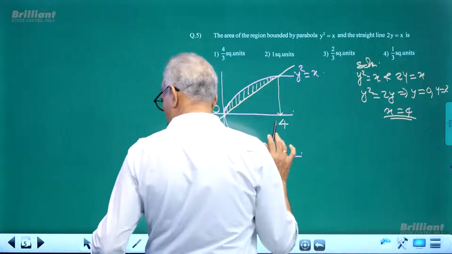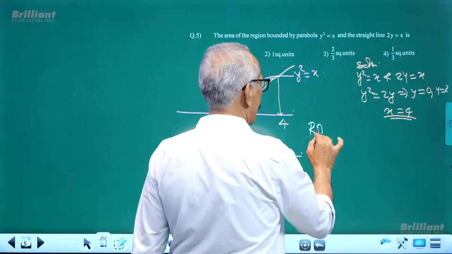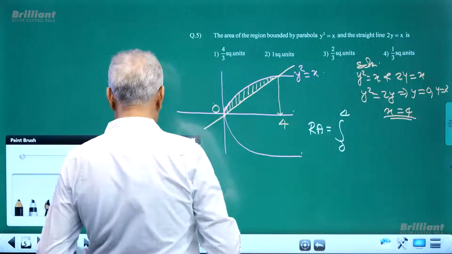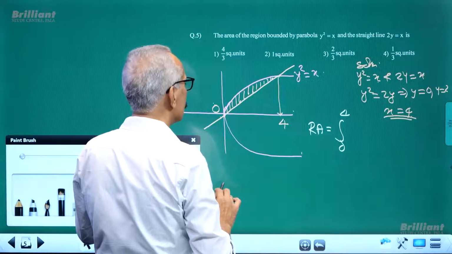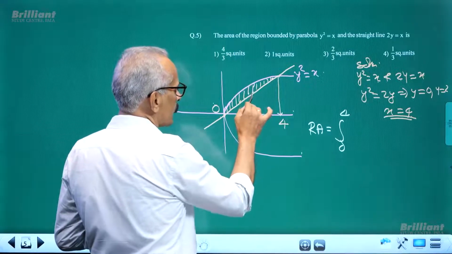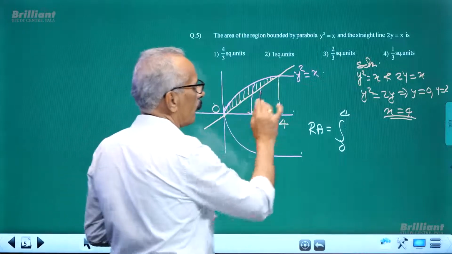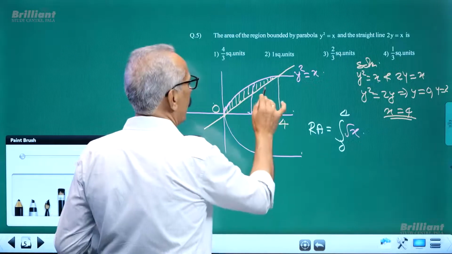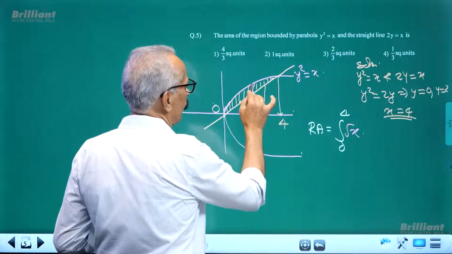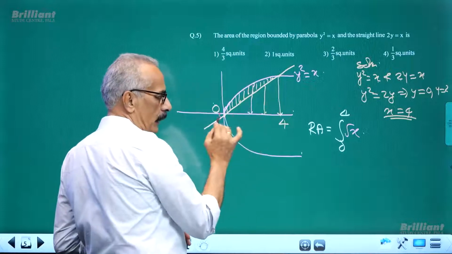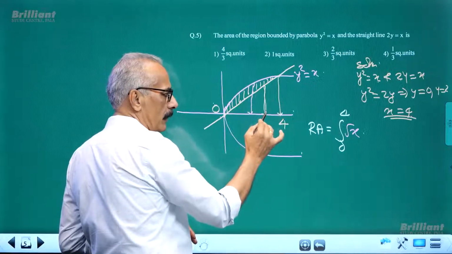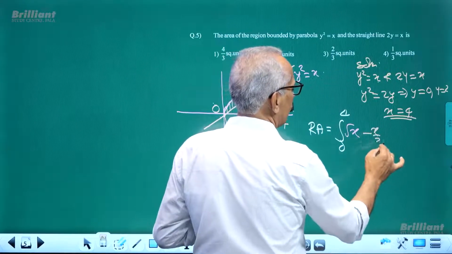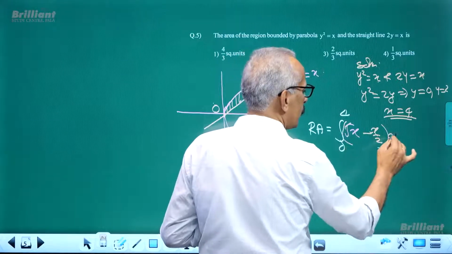What's the required area? Your required area is equal to integral 0 to 4. First one is the area from this parabola to this, that is y of this, root x, minus this area. This is the total area from this pink color to the x-axis, then this brown to the x-axis. So root x minus, what is y over there? x by 2, dx in single integration.